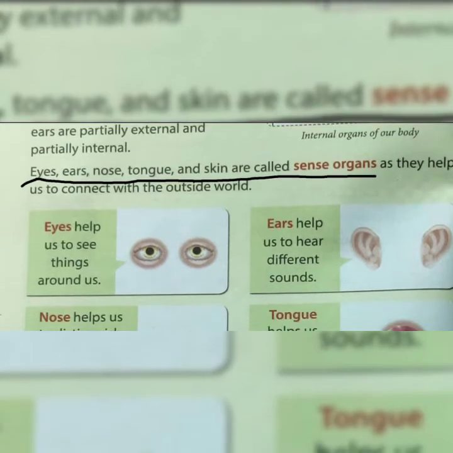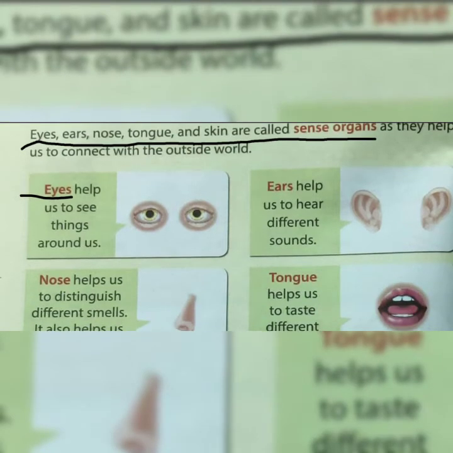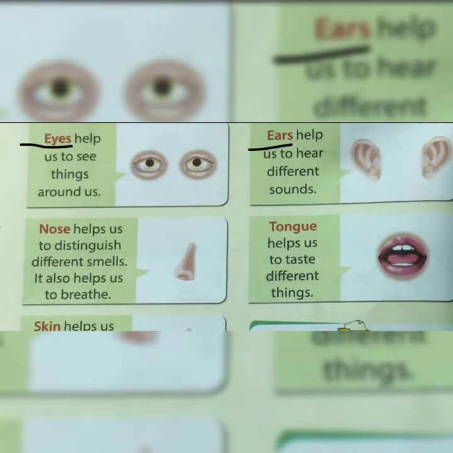Like eyes. What does the eye help us with? Eyes help us to see things around us. Means through eyes we see things, na? And ears help us to hear different sounds. Like what I am saying now, you are able to understand that, means you are able to hear that through your ears. So ears help everyone to hear sounds.